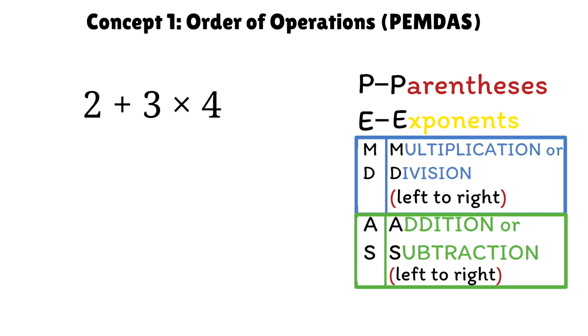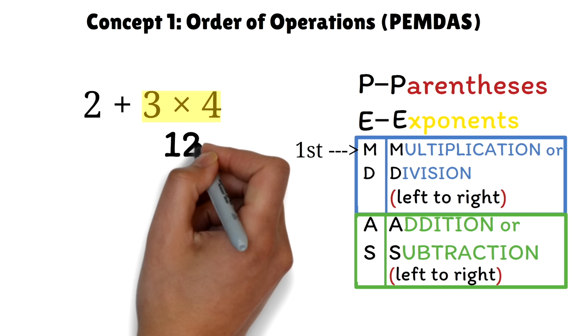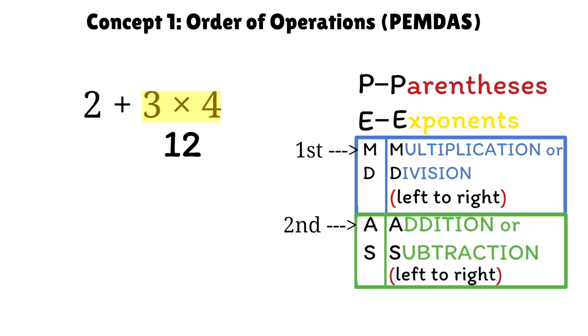So, let's get back to our example. Notice from the question that there's both multiplication and addition. Since multiplication comes before addition in PEMDAS, we'll have to do the multiplication first. So, we have 3 times 4, which gives us 12. Next, we have 2 plus 12, which gives us 14. So 14 is our final answer.